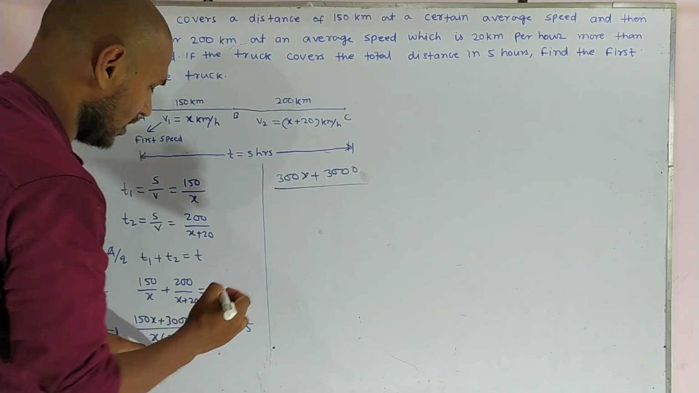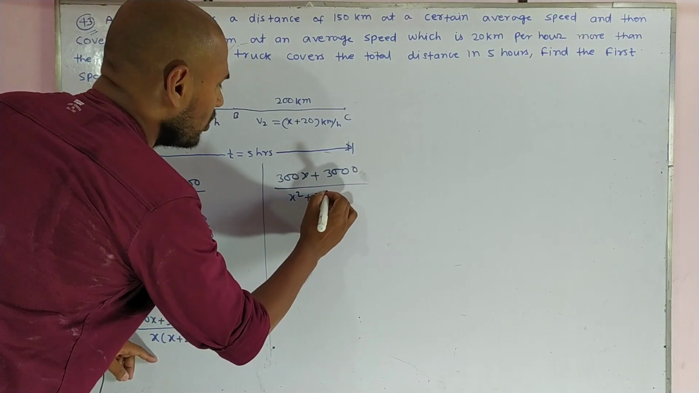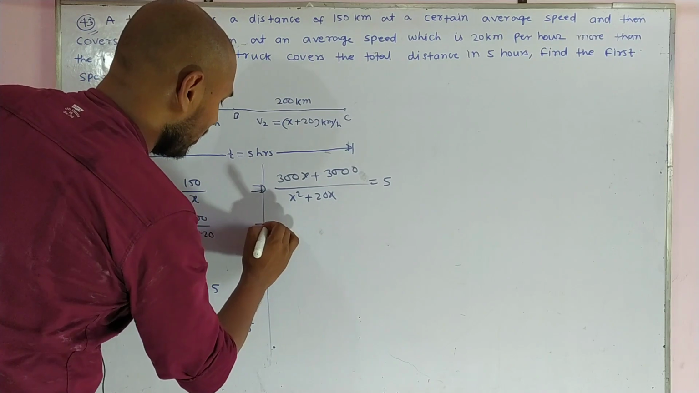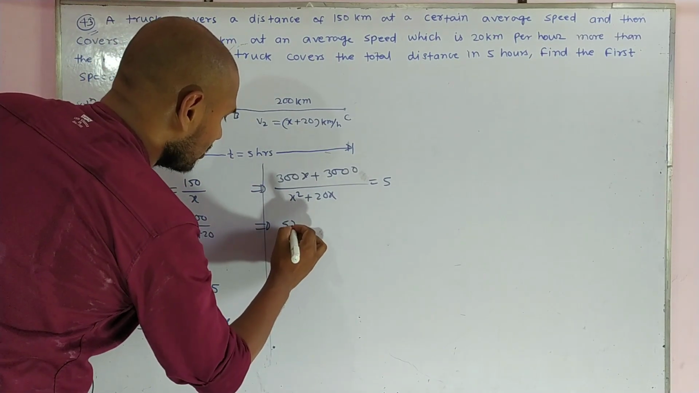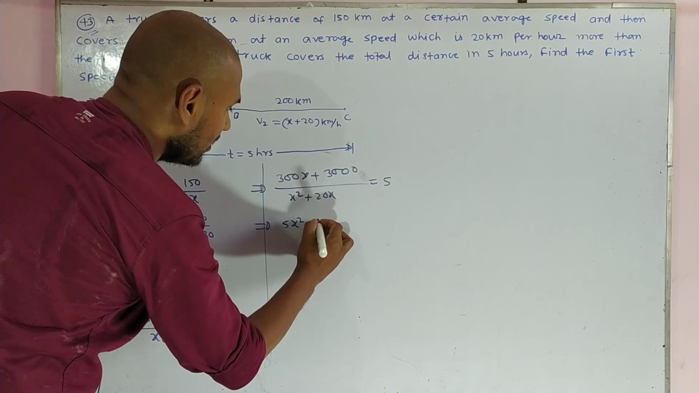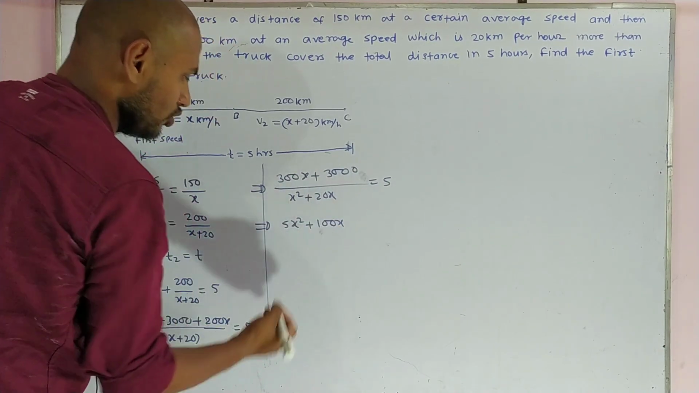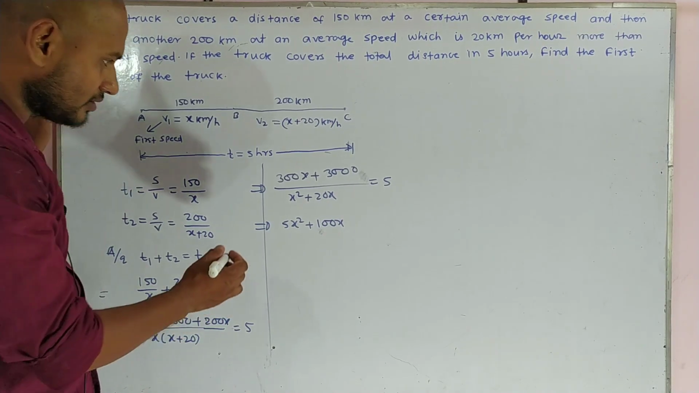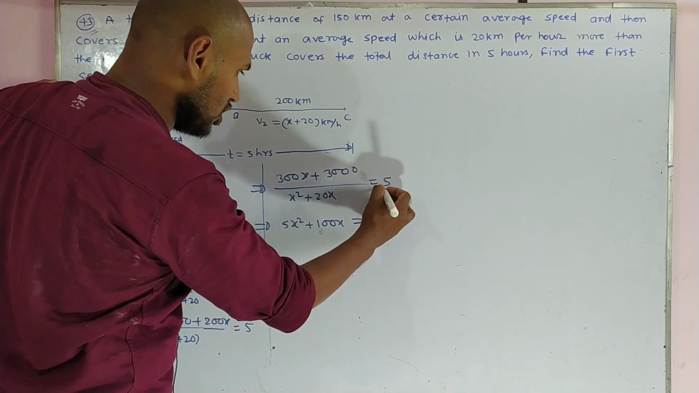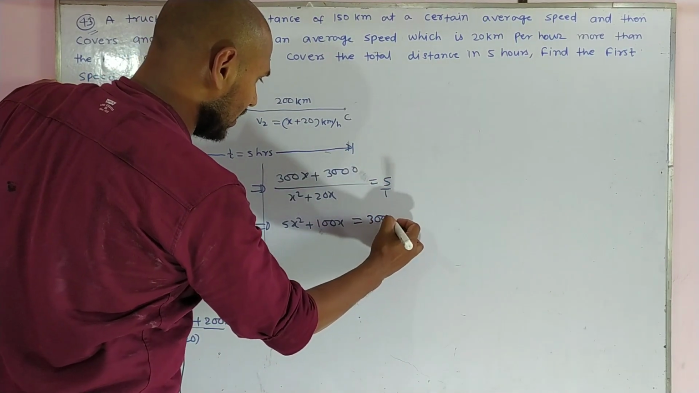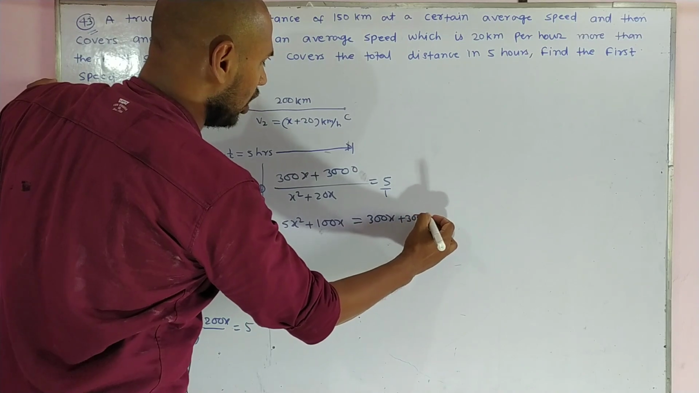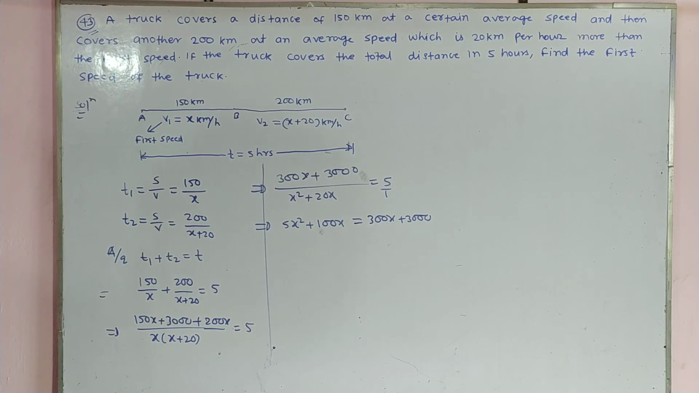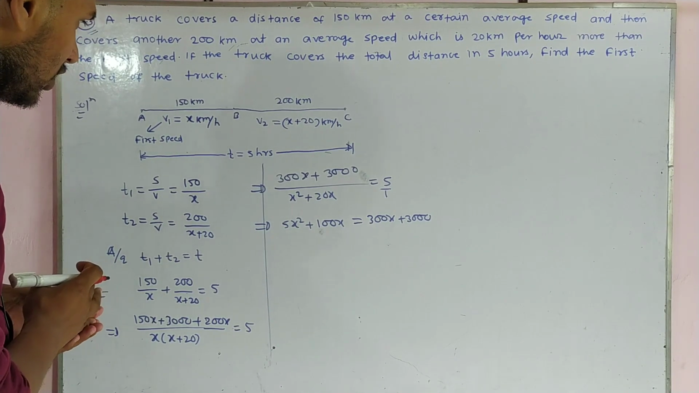It becomes 300x plus 3000 upon x into x plus 20, that is x square plus 20x, and it will be equal to 5. This implies that we can write 5x square plus 100x, and from here, as we multiply by cross multiplication, we get 300x plus 3000. Okay, I think you are able to follow me up to here. Is there any mistake?